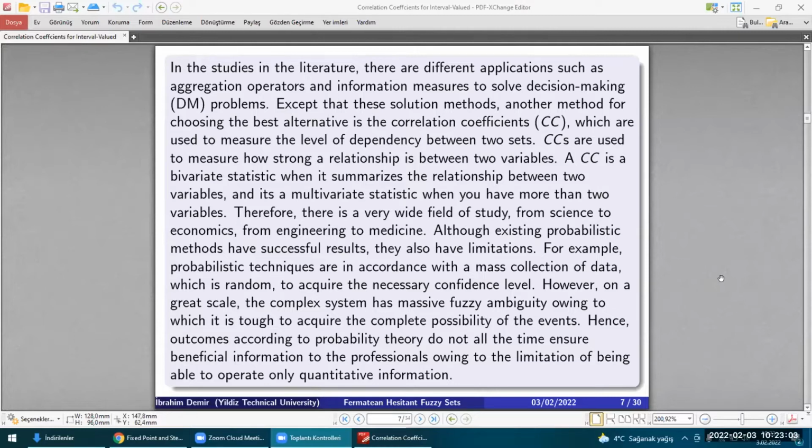Although existing probabilistic methods have successful results, they also have limitations. For example, probabilistic techniques are in accordance with a mass collection of random data to acquire the necessary confidence level. However, on a great scale, a complex system has massive fuzzy ambiguity, owing to which it is hard to acquire the complete possibility of the events. Hence, outcomes according to probability theory don't always ensure beneficial information to the professional, owing to the limitation of being able to operate only on quantitative information.